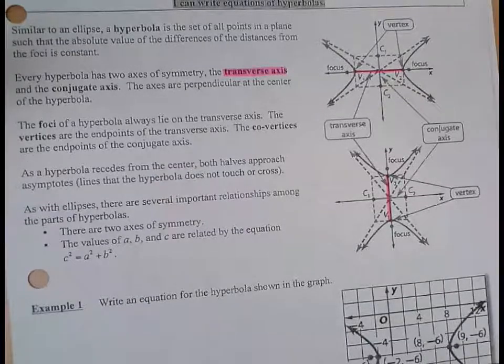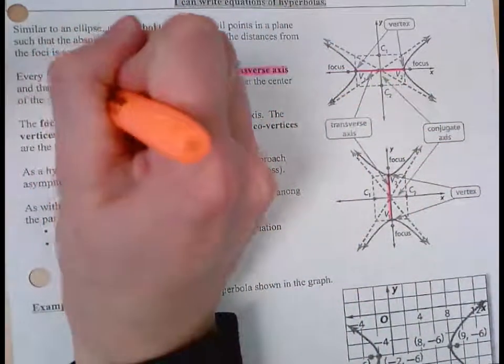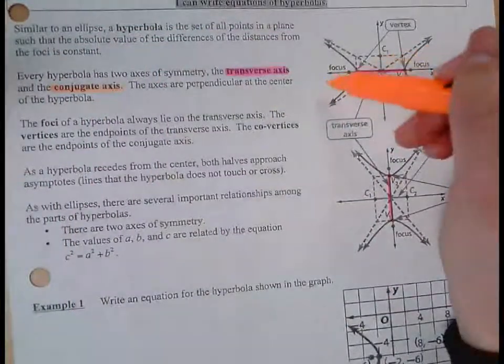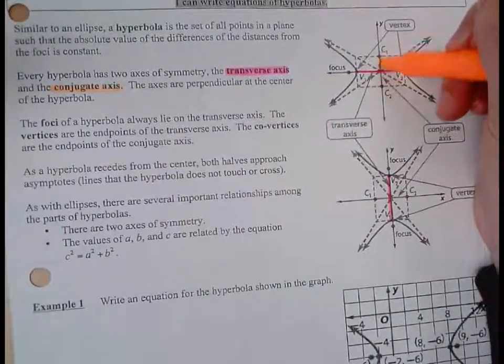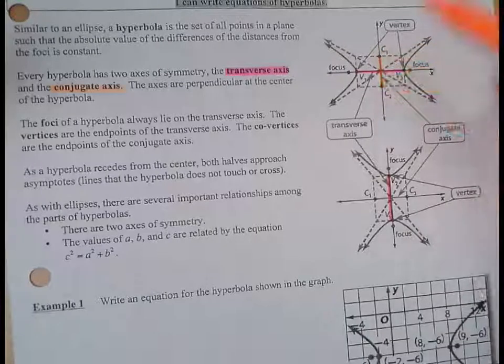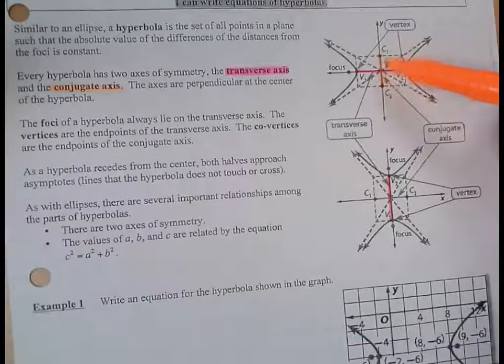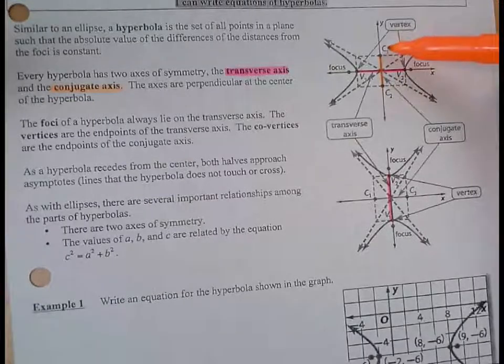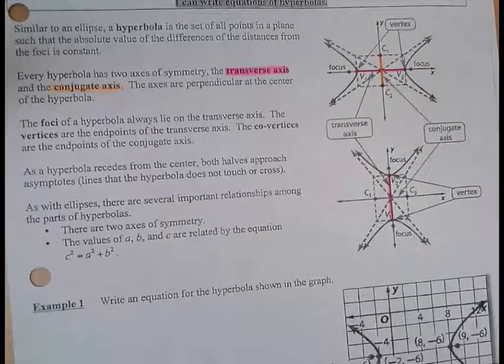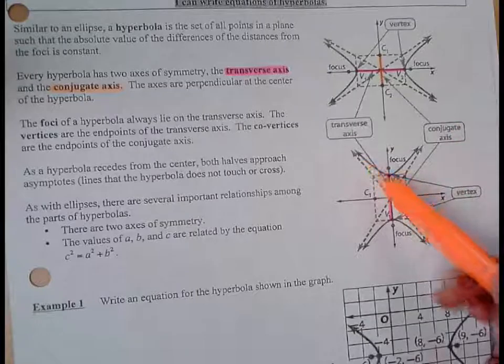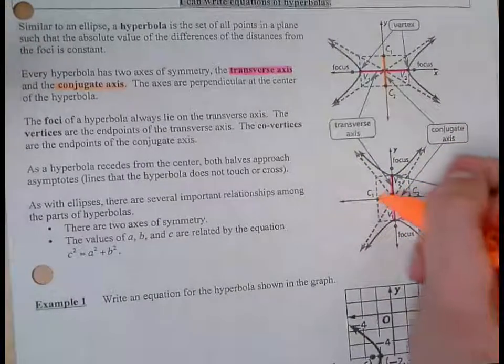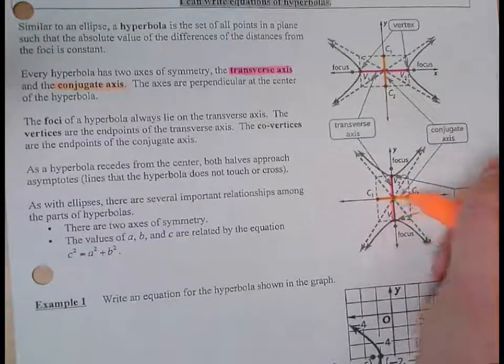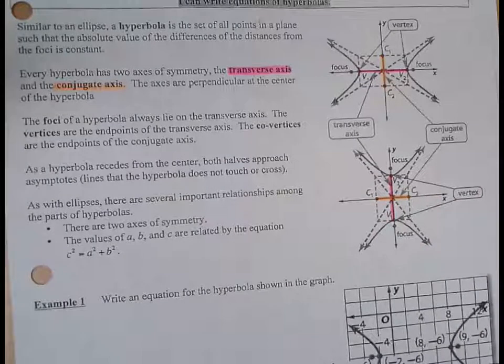And then the conjugate axis is the opposite one. So if the hyperbola is horizontal, the conjugate axis is the vertical axis. And the endpoints are the co-vertices. They are labeled here C sub 1 and C sub 2. Those are the co-vertices. And then for the vertical hyperbola, the conjugate axis is the horizontal axis.